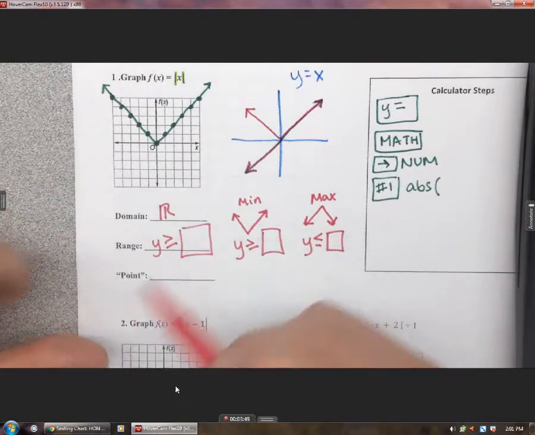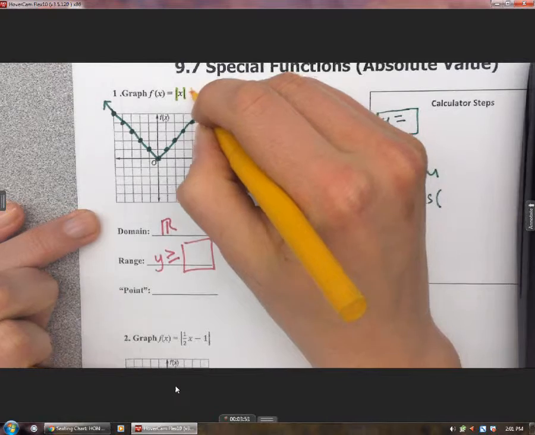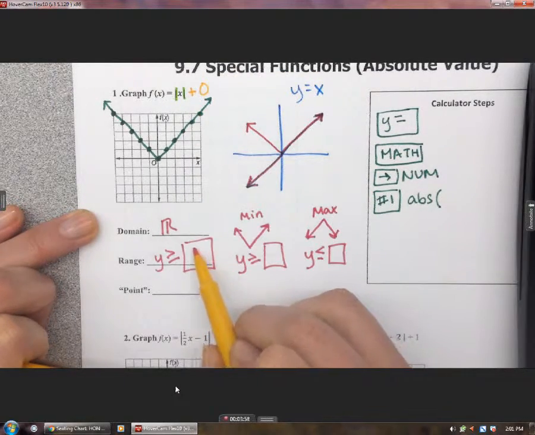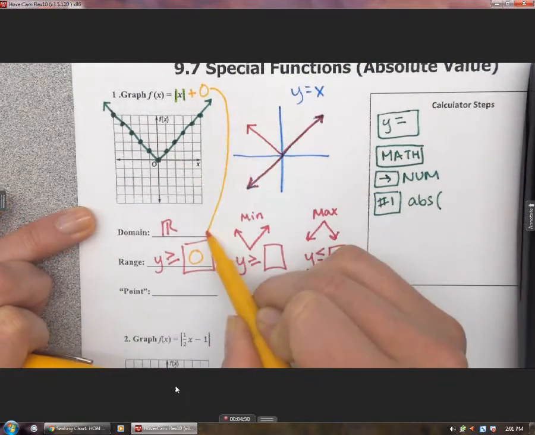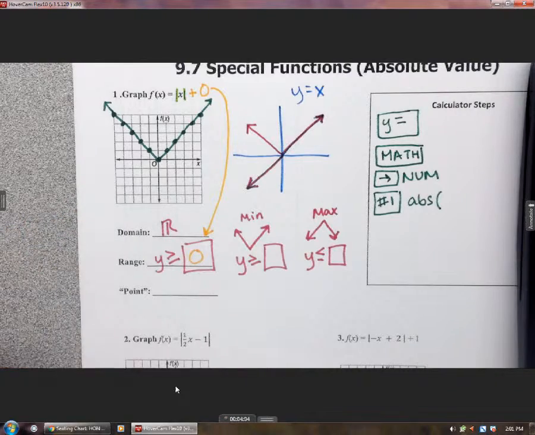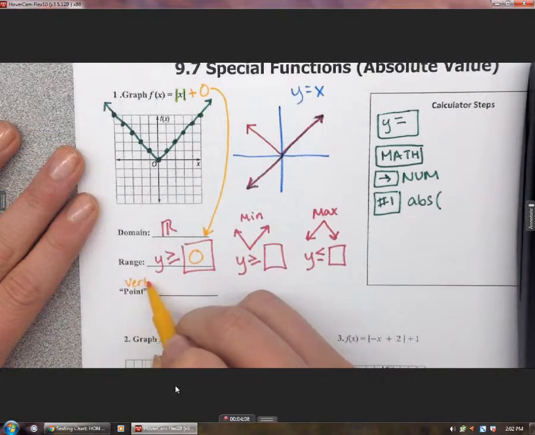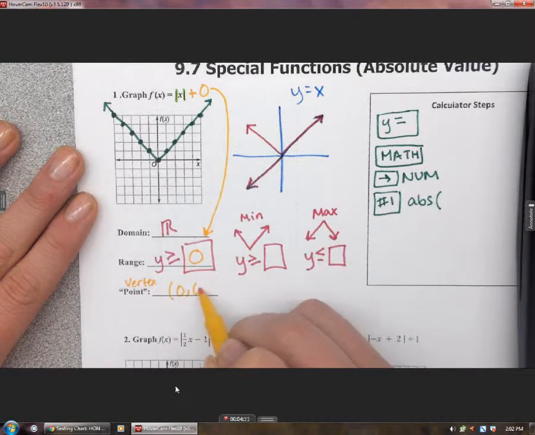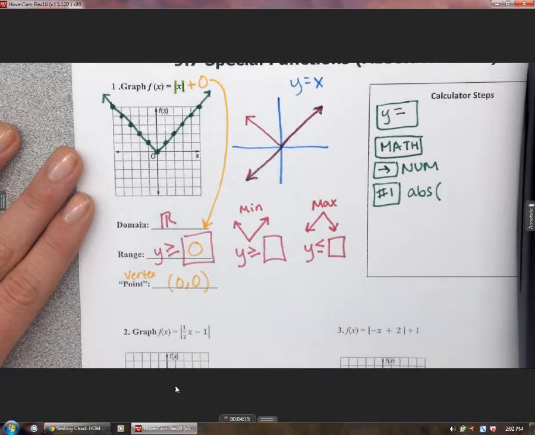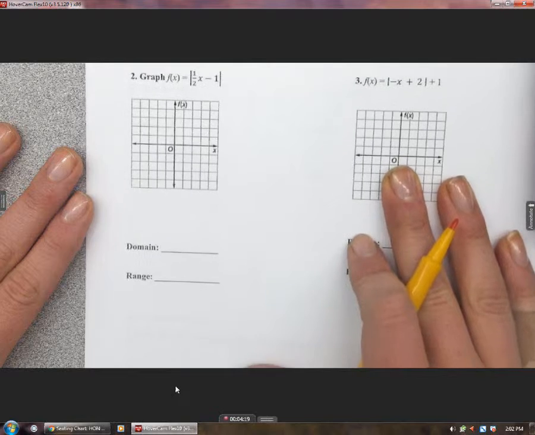The number that goes in there is whatever the plus number is on the outside. This has a +0. So it's going to be greater than or equal to 0. That's what's going to go there. The point, if I meant vertex by this, in our case it's just the vertex 0, 0. Not too bad so far.